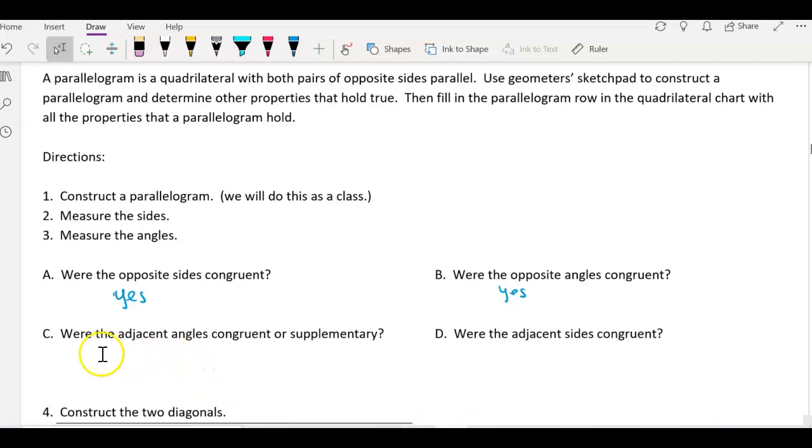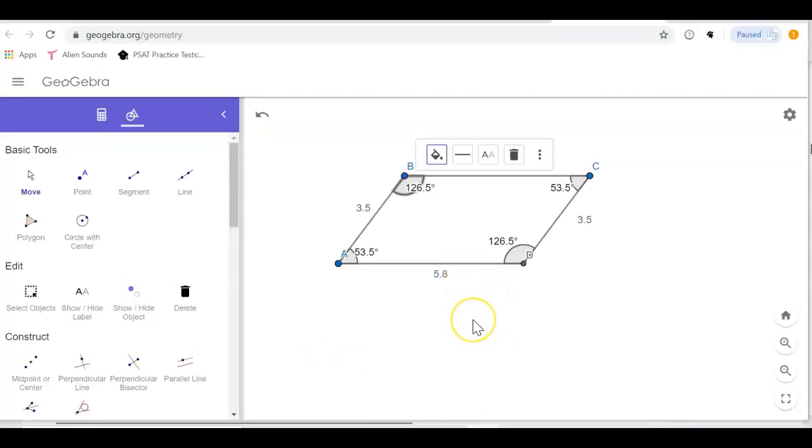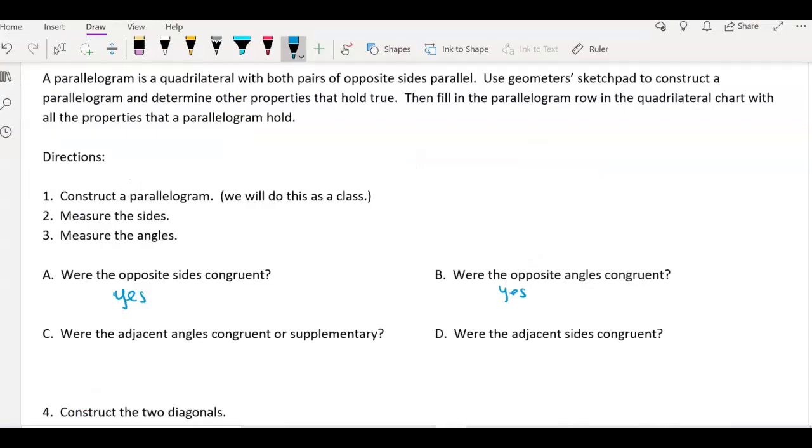Now, were the adjacent angles congruent or supplementary? When I look at this, will these adjacent angles, say A and B, be congruent? No. But will they add up to 180? Yes. So what we say is that the adjacent angles are supplementary. And were the adjacent sides congruent? You can see that the answer to that was no.